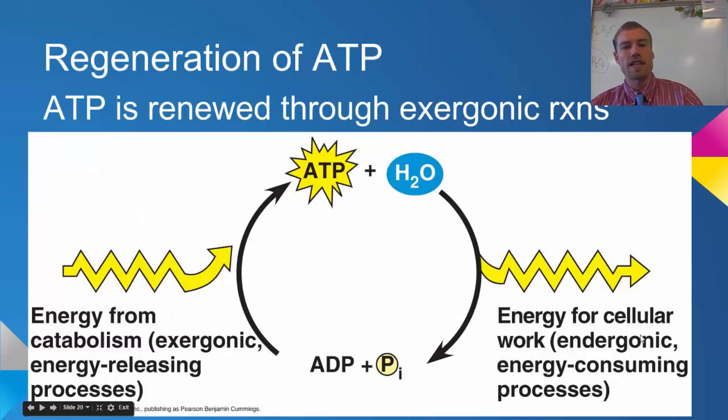The regeneration of ATP, it is renewed through its own endergonic reactions. So those are going to be things like cell respiration, fermentation, and we're going to talk about those in more detail in the next video. But it is renewed through its own set of exergonic reactions. So you can kind of see where this is going, right? We have exergonic reaction leading to endergonic reaction, leading to exergonic reaction, so on and so forth.